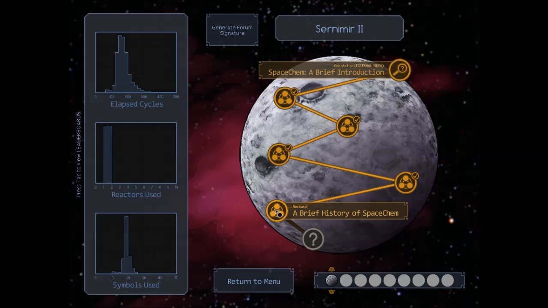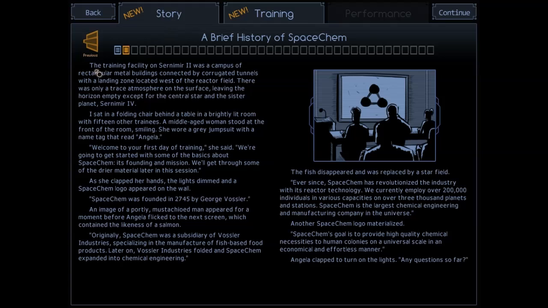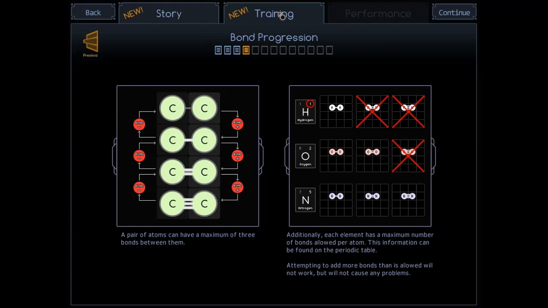A brief history of Spacechem. So at this point it says, new story. In the training facility on Cernemere 42 was a campus of rectangular metal buildings connected by corrugated tunnels, blah blah blah blah blah. Worth reading, but I'm not going to read it on this.